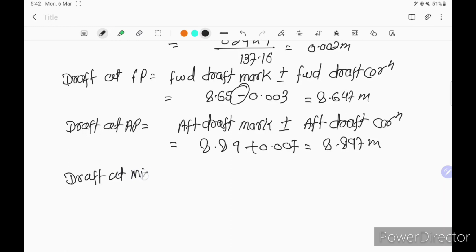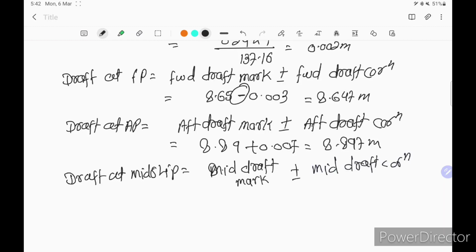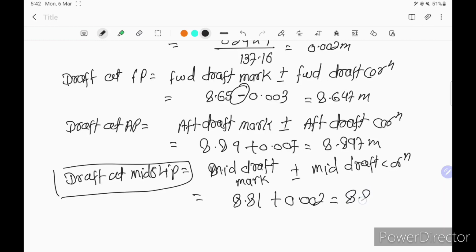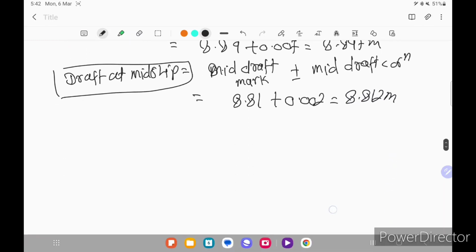Draft at midship: mid draft mark plus minus mid draft correction. You can take at least 2-3 pages to solve one numerical neatly. Whatever is important, highlight it in a box, so that the surveyor who checks your copy will be impressed and give you full marks. Okay, hope you understand this much clearly.